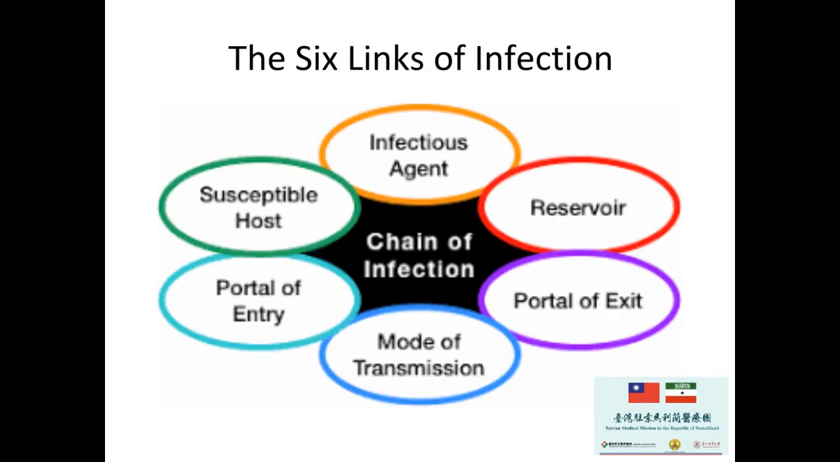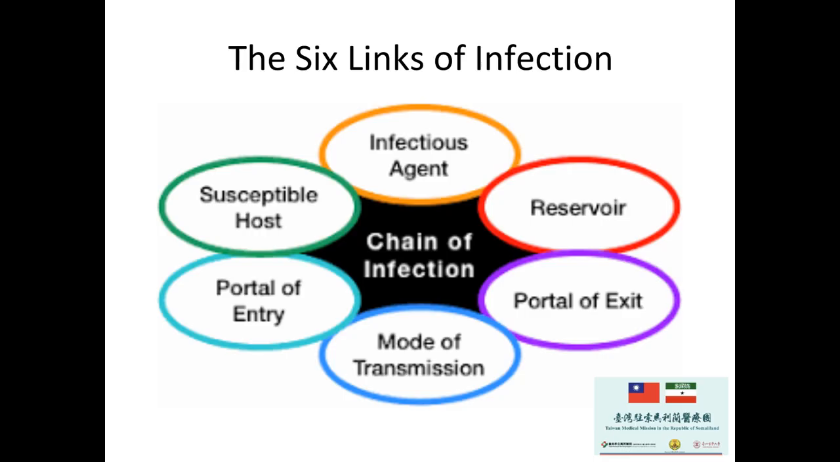The chain of infection includes infectious agent, the disease-causing germ; reservoir, where the germ lives, humans, animals, environment; portal of exit, how the germ leaves, droplets, blood, feces; mode of transmission, how it spreads, airborne, contact, vectors; portal of entry, how it enters, mucous membranes, wounds; susceptible host, a person at risk, weak immunity, no vaccination.